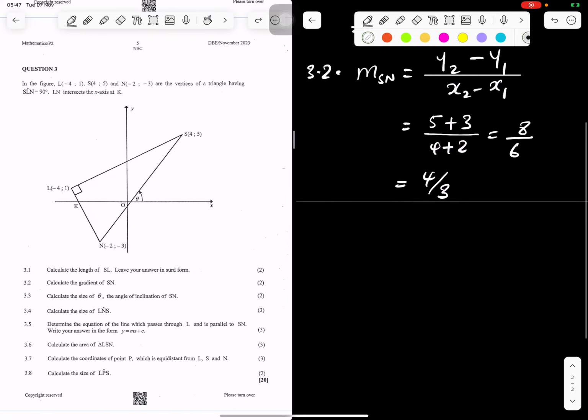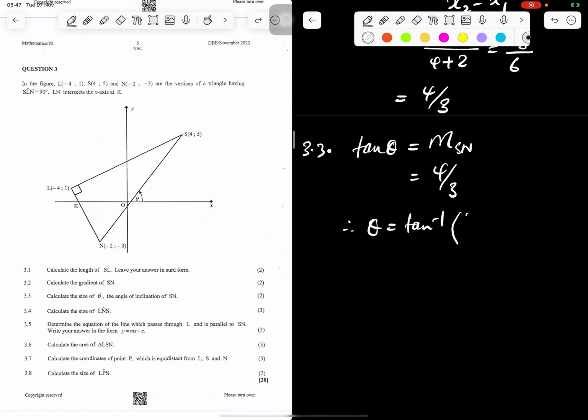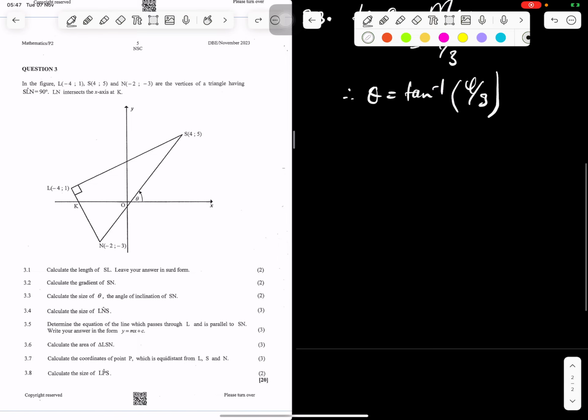Okay, so now we get to 3.3. Calculate the size of theta, the angle of inclination of SN. So remember that you have the formula, which is tan theta equals the gradient of that particular line that the inclination makes with the x-axis. So I'm going to write the gradient of SN, which is equal to 4 over 3. Therefore, theta will be equal to the arctangent of 4 over 3. And as a result, we are going to get theta as what? We use the calculator wisely, and then we are going to get 53,13 degrees. Okay, that's how you would go about it.